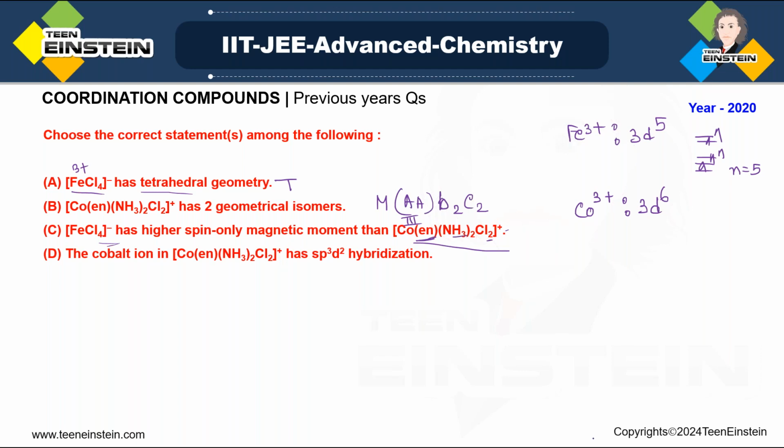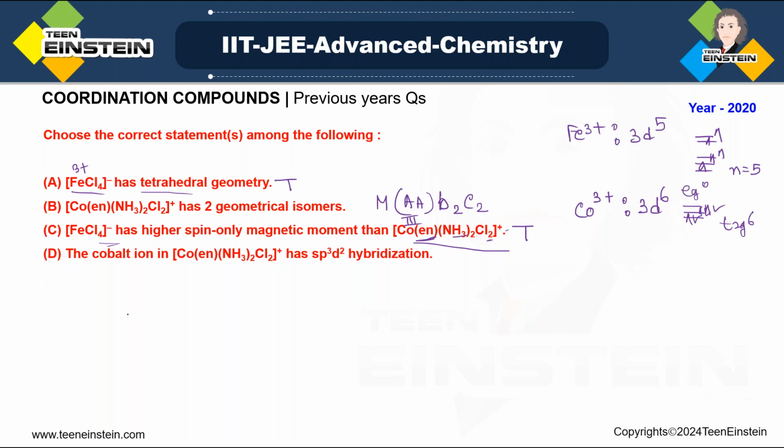This is enough to overcome Cl. Cl is weak field, but we have strong field ligands. So that is why it will be t2g6 eg0. So [FeCl4]− will have higher spin-only magnetic moment compared to this one. That is basically true, right? And it has two geometrical isomers.